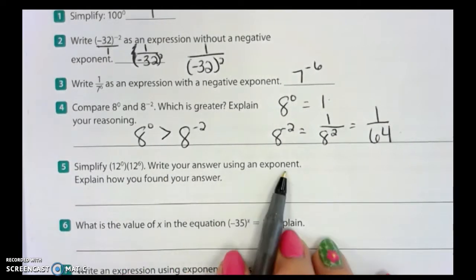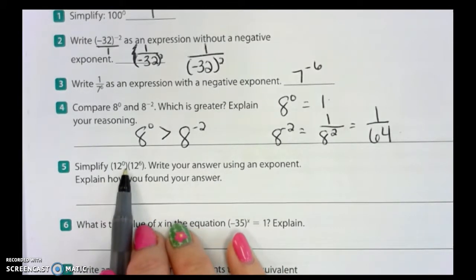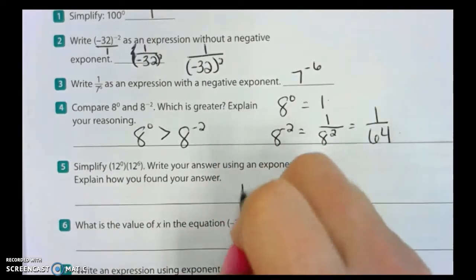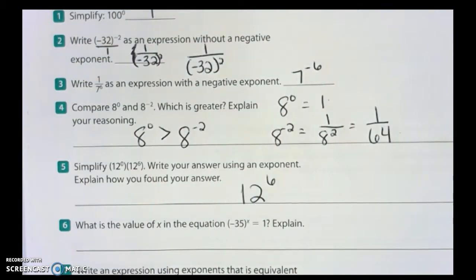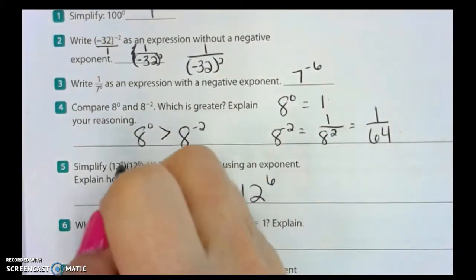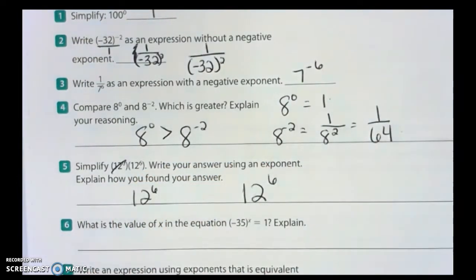Number 5, simplify 12 to the 0 times 12 to the 6th. Write your answer using an exponent. Explain how you found your answer. We are multiplying. This would be our product rule. We're going to keep the base, 12, and 0 plus 6 is 6. Or you could have said 12 to the 0 is 1, leaving you with 12 to the 6th. Two different ways, same answer.